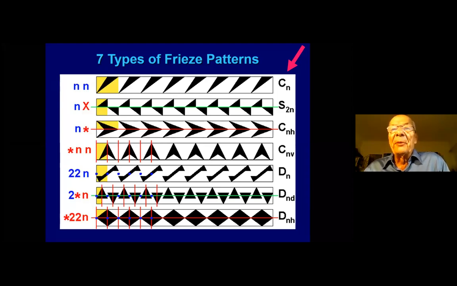There are several different systems for labeling these symmetry types. On the left, there is Conway's notation. On the right, there is the so-called Schoenflies notation, and I will use the Schoenflies notation in my talk today.